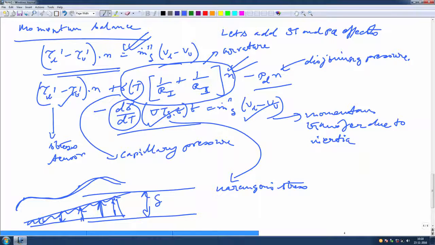And if this film is very thin, that means if this delta becomes much less than say 10 nanometers or 100 nanometers, then you bring this term into the picture. So the momentum equation now boils down to these three additional terms, all of which come from the curvature, the temperature gradient, as well as the disjoining pressure, all of which we covered in the previous lectures.